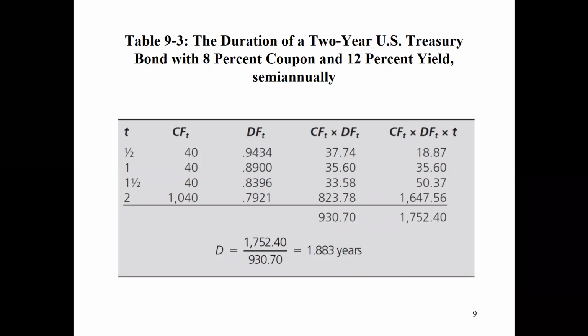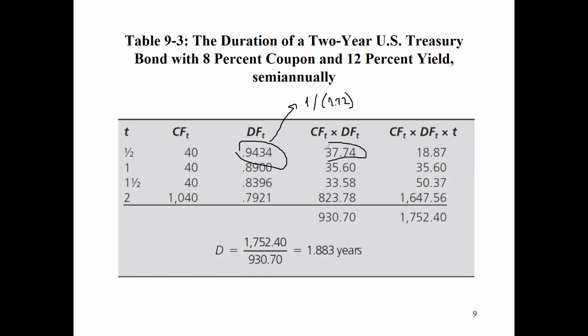That change in yield to maturity will change the discount factor. Okay. In the previous case, we were dividing by 1.08. Here, the discount factor is 1 divided by 1.12. This is how they get this discount factor. In another way, you can directly take 40 divided by 1.12, and you get this amount. Or you just multiply 40 with the discount factor, and you get this number.